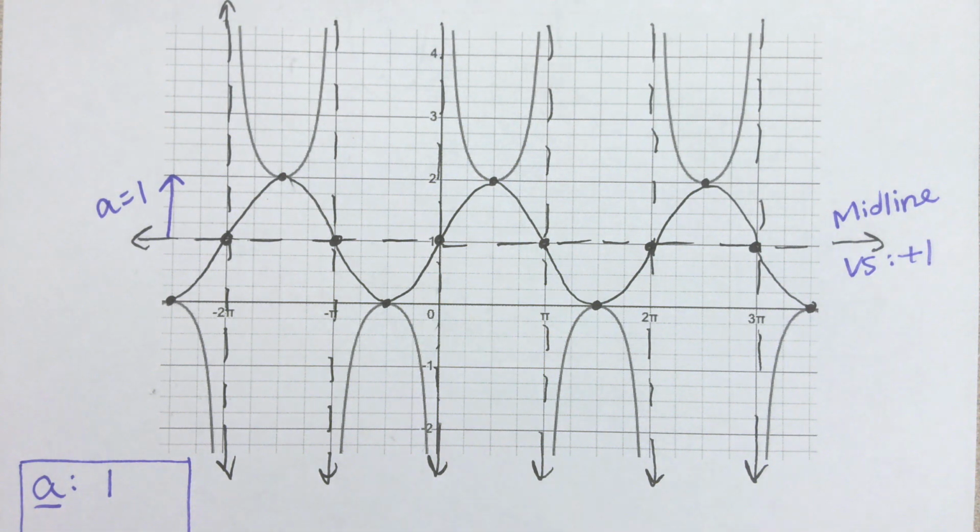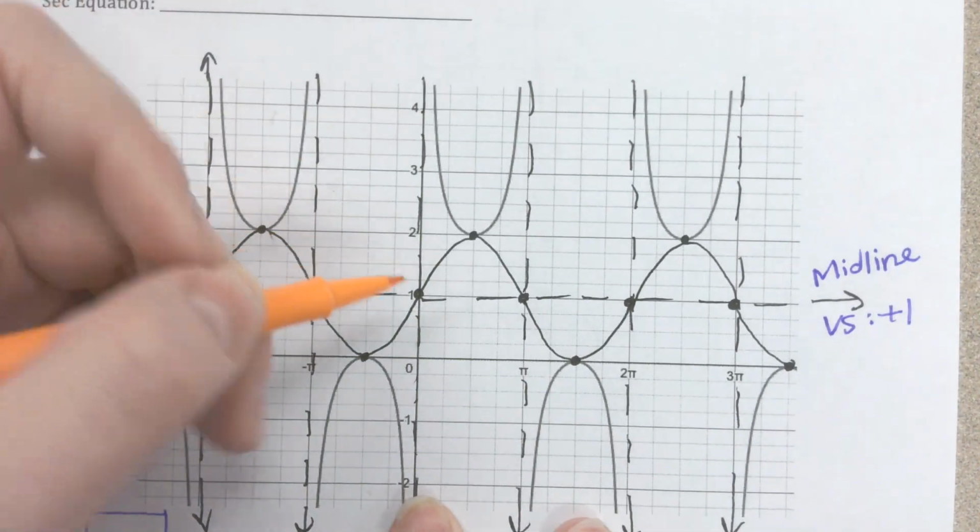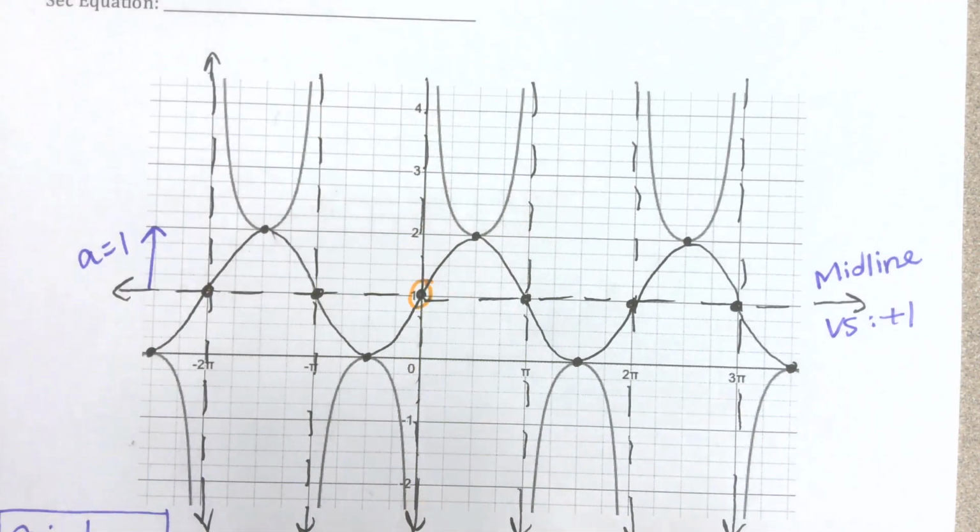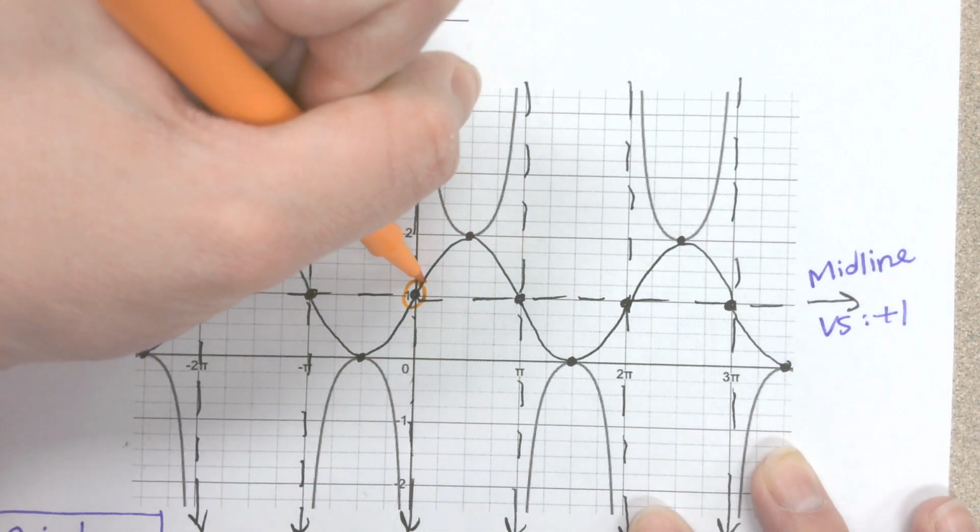And I'll go with this curve again. So if I'm starting here at 0 on the x-axis, it's the easiest place to find the period from if you're able to. Go out one full curve.